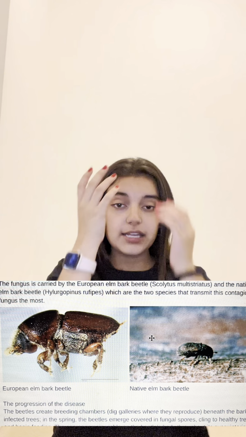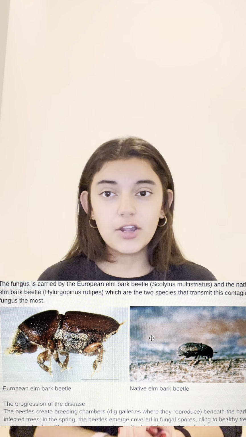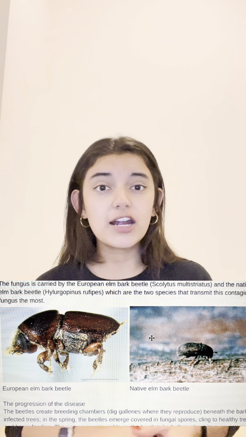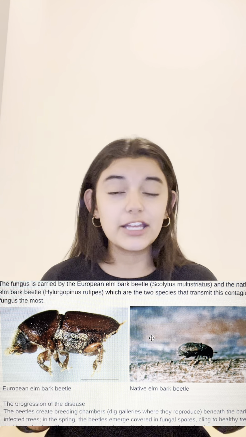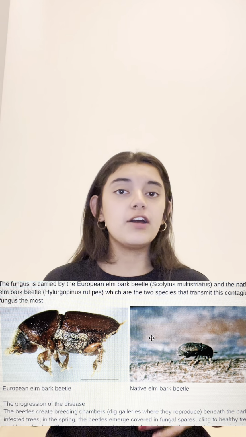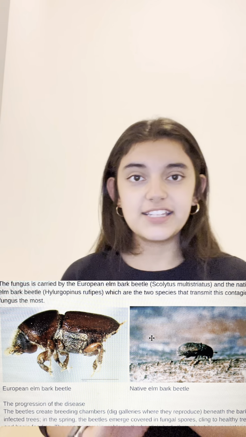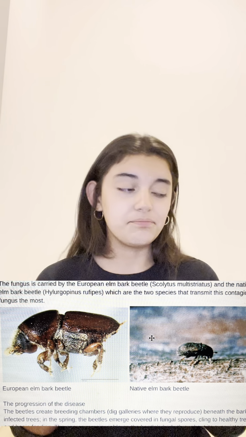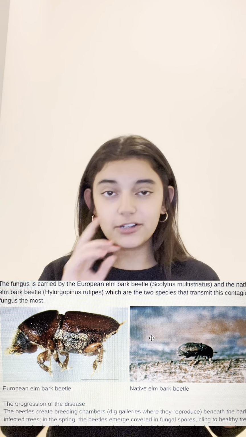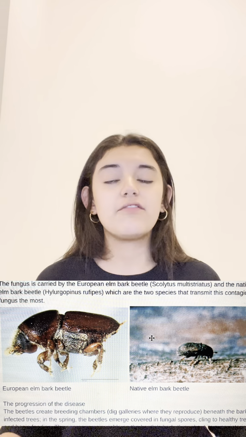Right now you can see a picture of the European bark beetle. This is a very close-up, but in reality they are tiny, you can barely see them. And now you're going to be seeing a picture of the native elm bark beetle, which, as you can see, is at the moment standing on a tree. This is basically when they start feeding and start spreading this fungus, but I'll get into that in the progression of the disease.